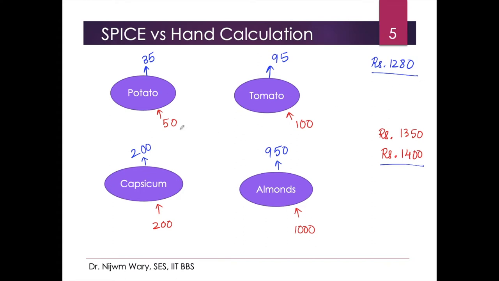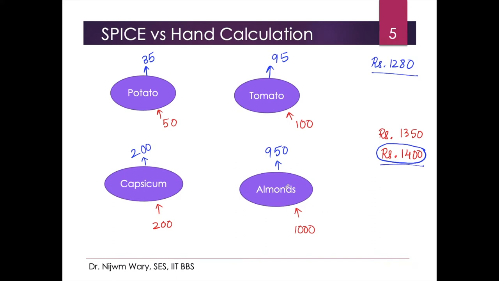The estimate that you have done is basically the hand calculation based on your theoretical knowledge, and the values that you have got are basically from SPICE. SPICE will give you the exact value. So this was your estimated value based on your hand calculation, and this is the value that you got from SPICE. Now imagine you don't know the market price, and you don't know how to estimate these values.